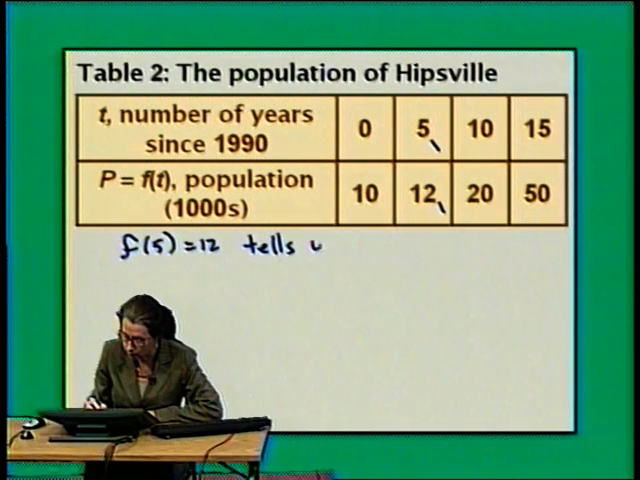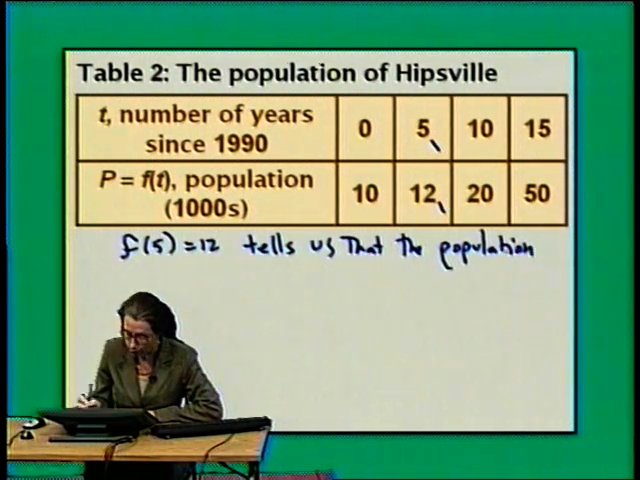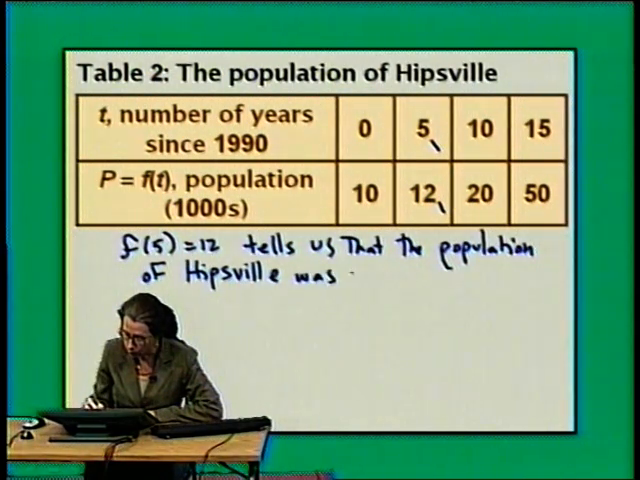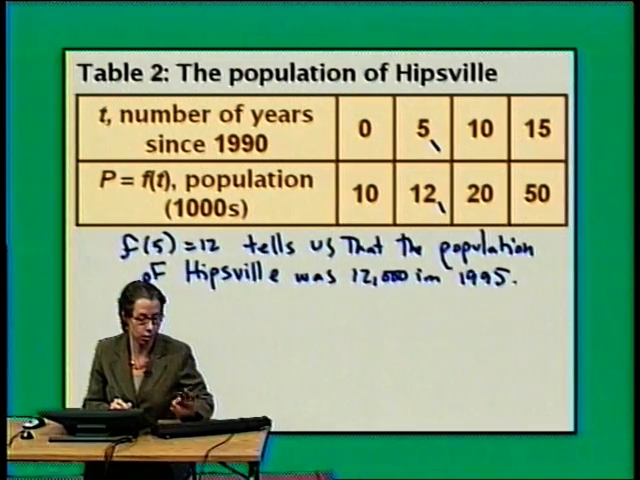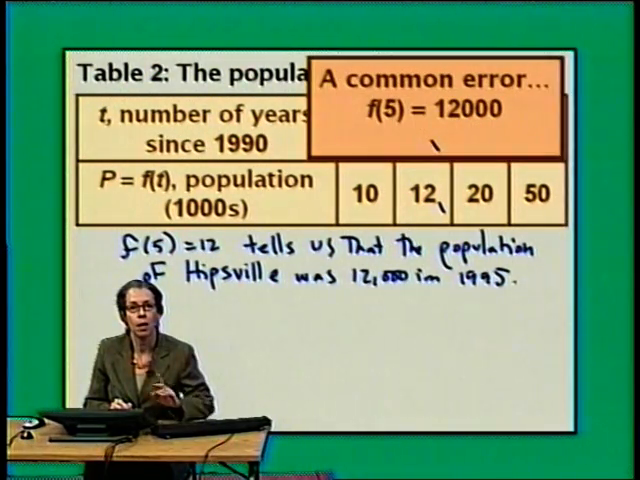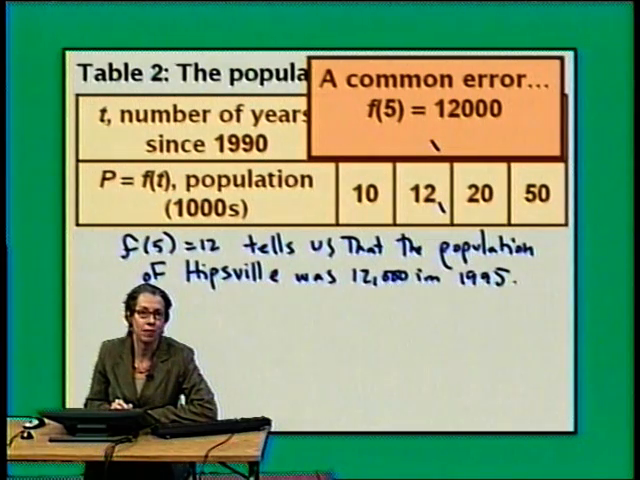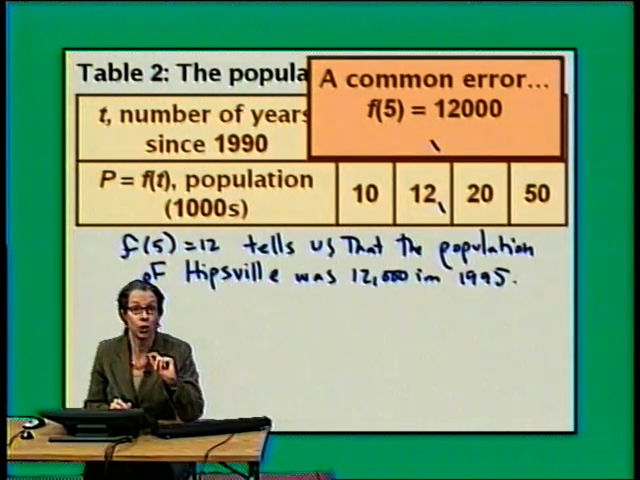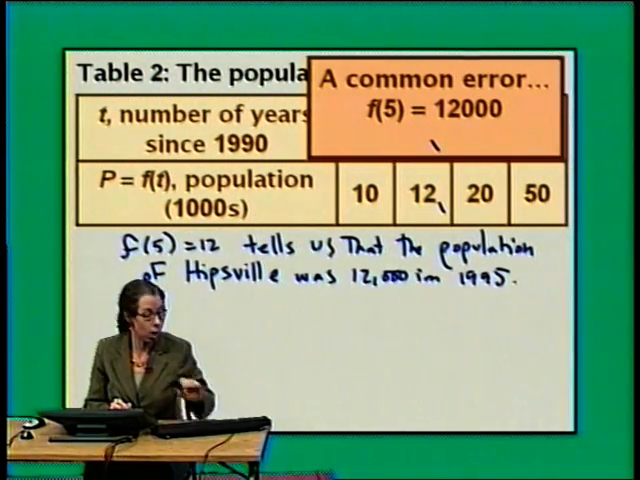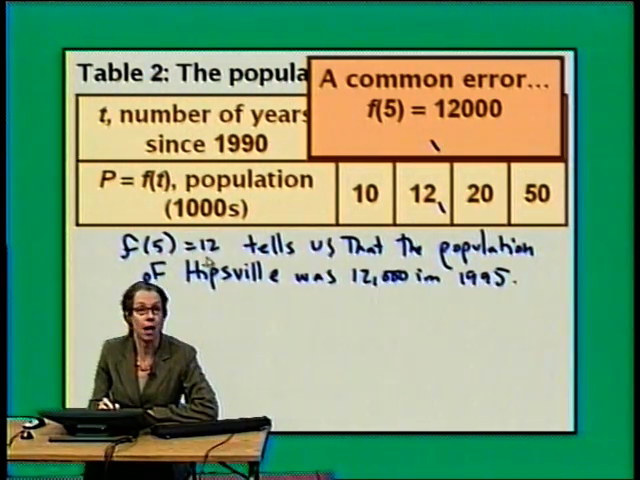So this tells us that the population of Hipsville was 12,000 in 1995. Now there's a common error that people make sometimes with this particular type of model. A common error is to write f of 5 equals 12,000. We're thinking the population is 12,000, but the way this function is described, the output is measured in thousands. So this isn't correct. What we want to write is what we have on our paper, that f of 5 equals 12.